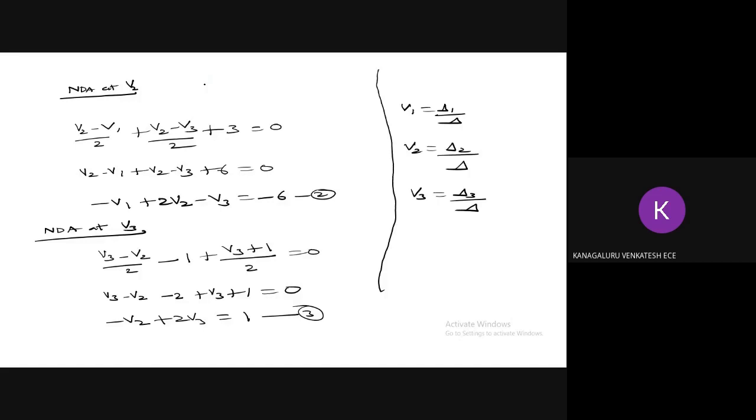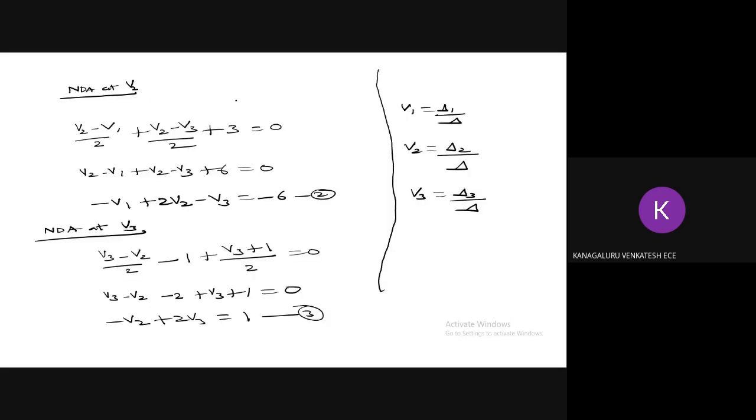Go to the second equation. Coefficient of V1 is minus 1. V2 is 2. V3 is minus 1. So minus 1, 2, minus 1. Third equation: minus V2 plus 2V3. There is no V1 here, so the V1 coefficient is going to be 0. So 0, minus 1, 2.